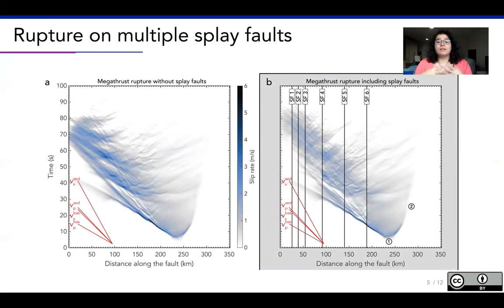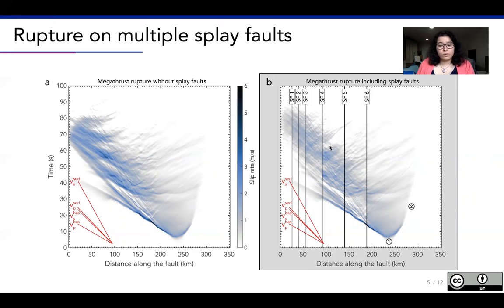Well, let's have a look at the rupture evolution. What we see here is the distance along the fault, and then we plot time on the y-axis, and we show in this space the slip rate in color. And here we have our reference model, which is the megathrust rupture without any splay faults. So this is the model that you can find in this 2019 paper. And here we have our new model where we include these 6 splay fault geometries.